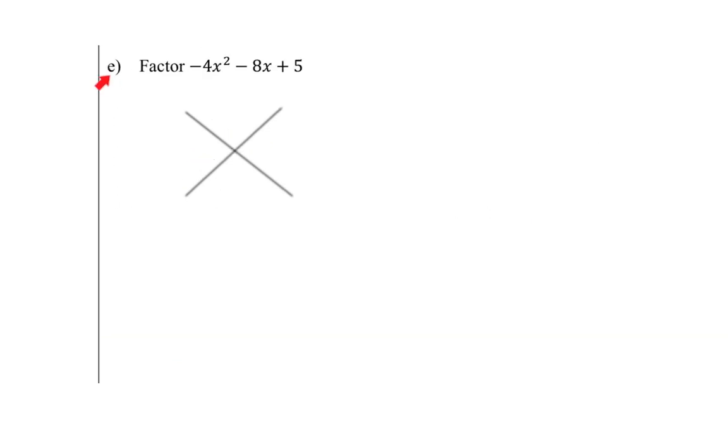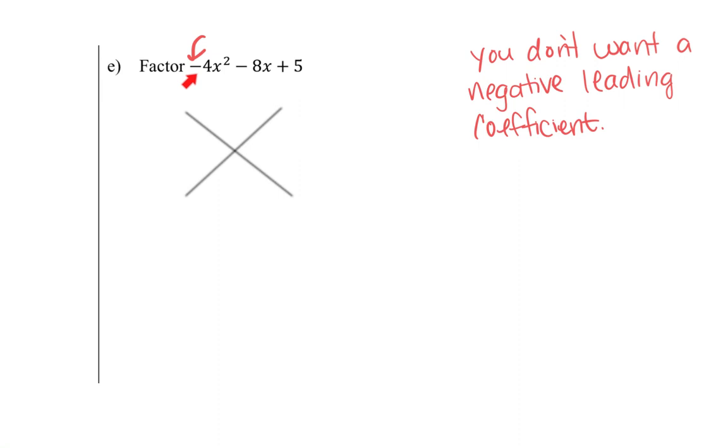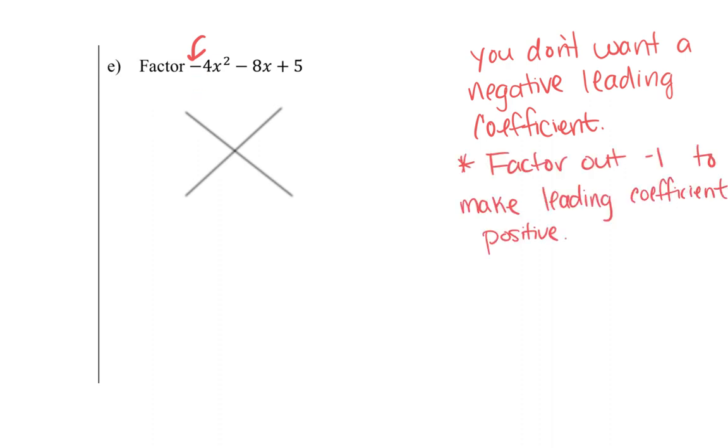Let's take a look at letter E. We're going to factor negative 4x squared minus 8x plus 5. So notice that our A term, or our leading coefficient, is negative, and that's not a common practice to have a negative coefficient. So we want to factor out a negative 1 from all the terms. So my leading coefficient is positive.